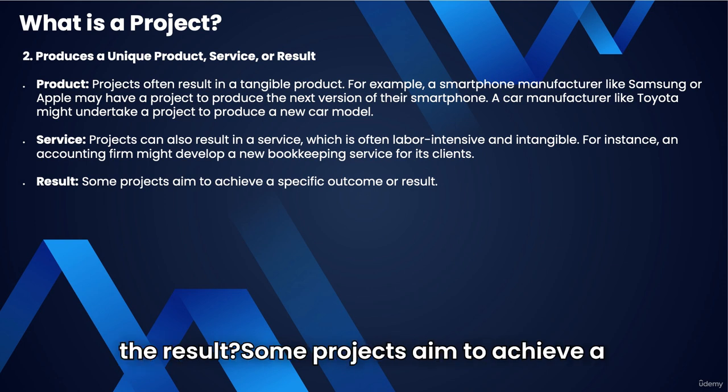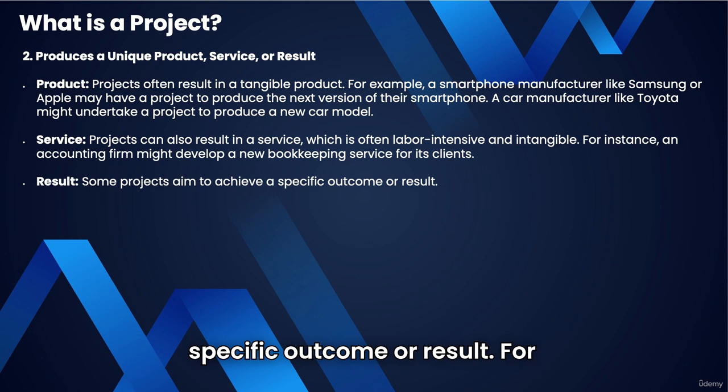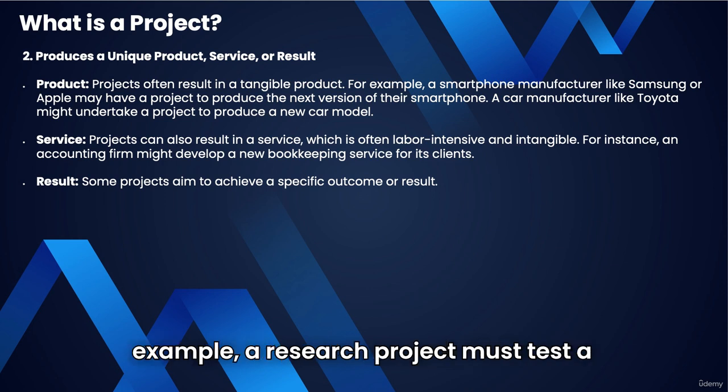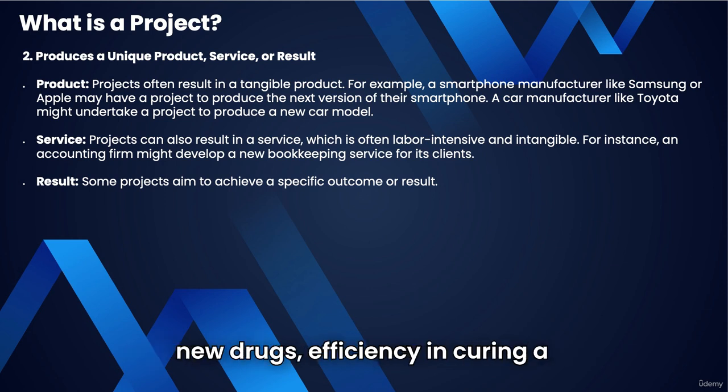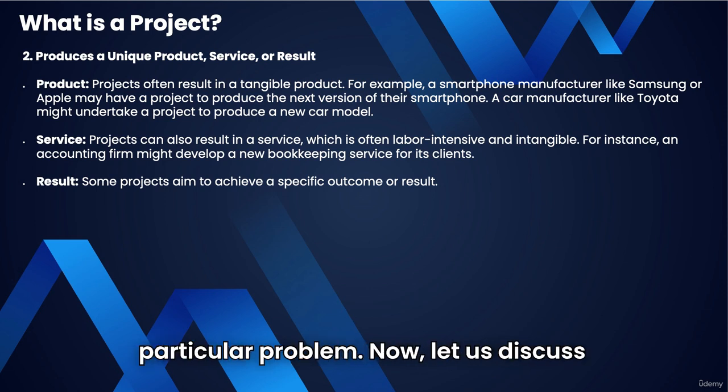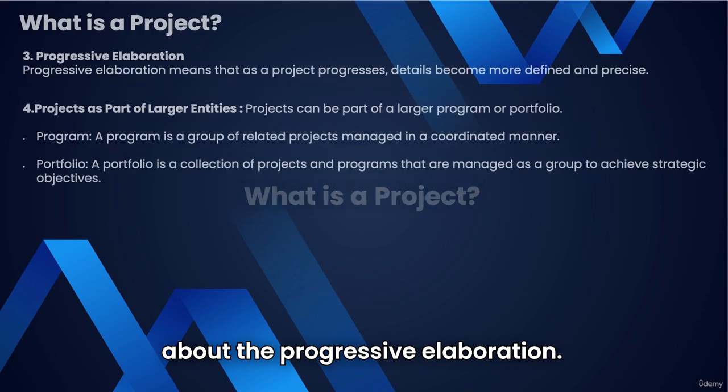Now let's see what a result is. Some projects aim to achieve a specific outcome or result. For example, a research project may test a new drug's efficacy in curing a disease, or a new method to solve a particular problem. Now let us discuss progressive elaboration.